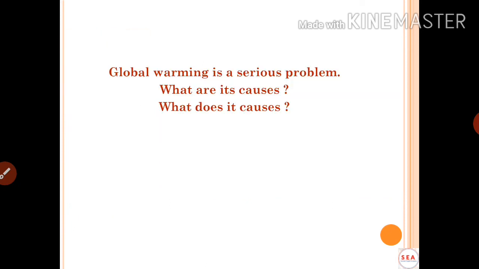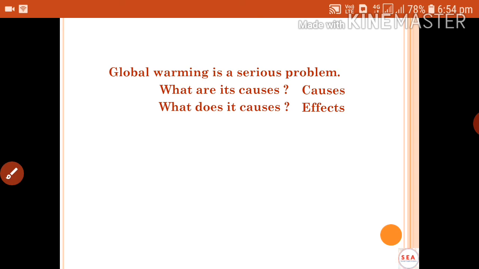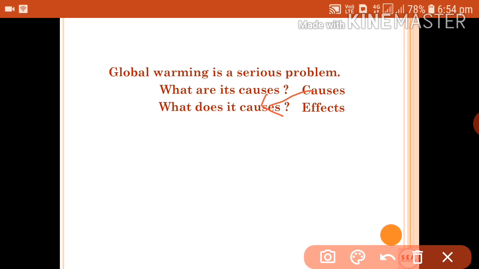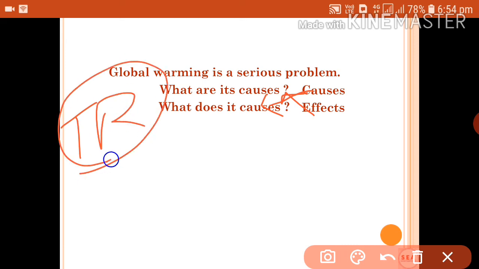Let's take one example. Global warming is a serious problem. What are its causes? What does it cause? Is there any difference between these 2 questions or are they similar? Yes, there is a difference. The first one is asking about the causes of global warming. The second question is asking about the effects. What does global warming cause? Now, if you write causes as an answer to the second question, or effects as an answer to the first question, you are not answering according to the question, losing band score in task response.